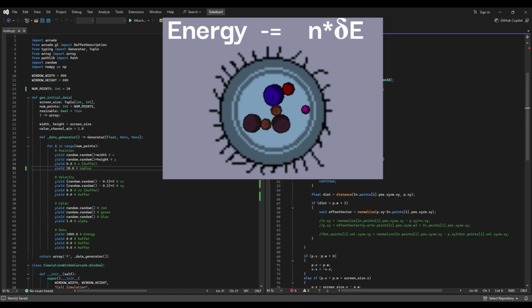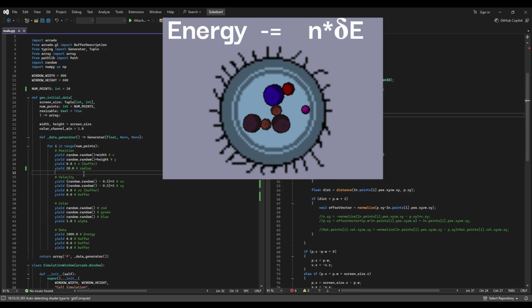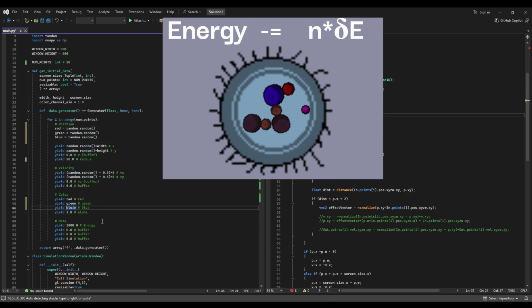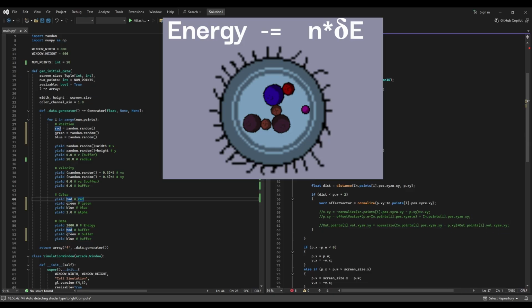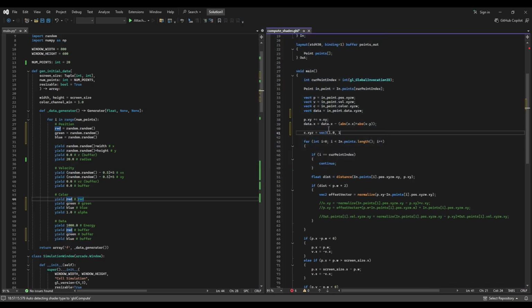Wait, this is just giving each bubble an arbitrary energy value and then subtracting a factor from it each frame. Oh well, I guess I at least learned some stuff by looking into this.